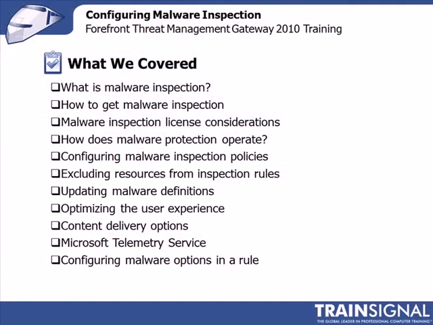This lesson covered a lot of ground, and we started with a discussion on what malware inspection actually accomplishes. Then we talked about how you get malware inspection and how you have to license the malware inspection feature. Next, we discussed how malware protection operates, and you learned how to configure overall malware inspection policies, including excluding resources from particular inspection rules. Next, you learned how to update malware definitions and some of the options associated with that, and you learned how to optimize the user experience through appropriate creation of malware policies.